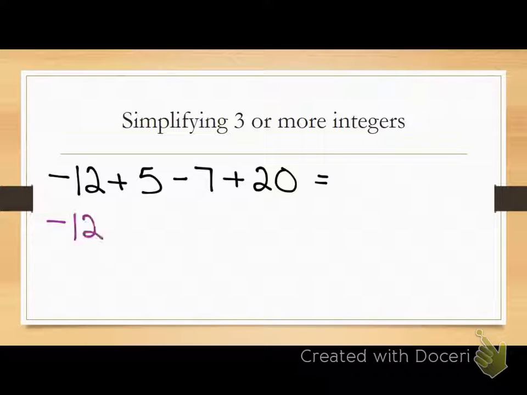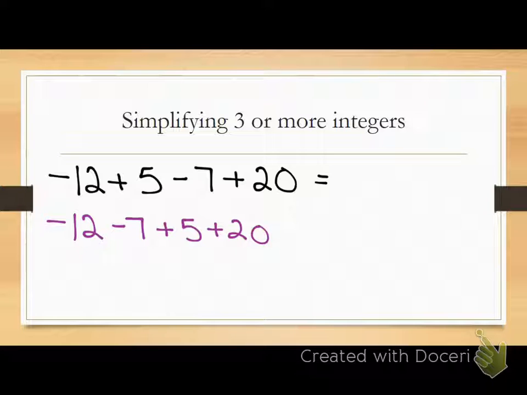Negative 12 and negative 7. So I'm going to group them together. Which ones are positive? 5 and 20. So now apply your rules for same sign. Same sign, what do we do? Add and keep.